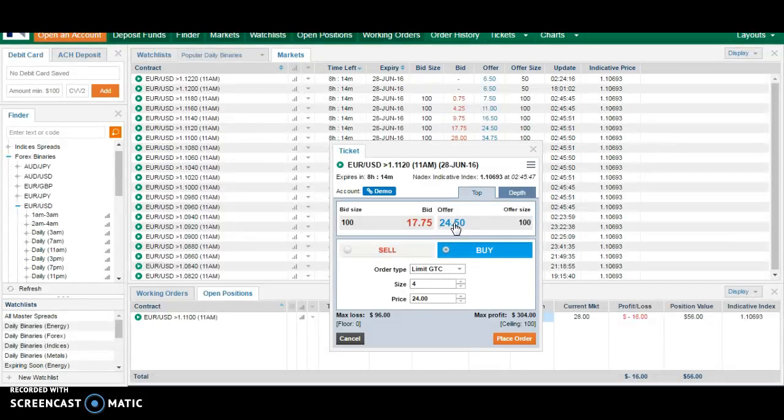Give it a minute here to fluctuate. I don't want it to go into my working orders and then have to amend it. That's what would happen if you were to enter a lower price here. It's actually going up now. Alright, let's take it right at 25. An even 100 to make 3. Boom.